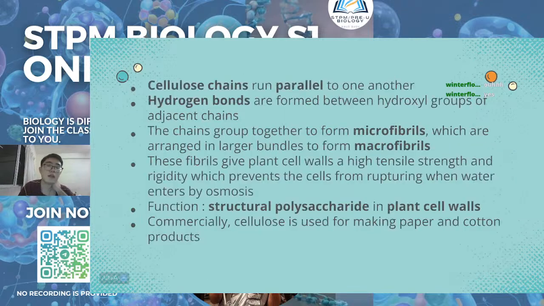And then this one also, the cellulose chains run parallel to one another. So this means totally parallel lines. It is unbranched, and starch is also unbranched, but it can form a highly structured shape, right? It is not parallel. But for the cellulose, it's totally parallel, and there is hydrogen bonding.